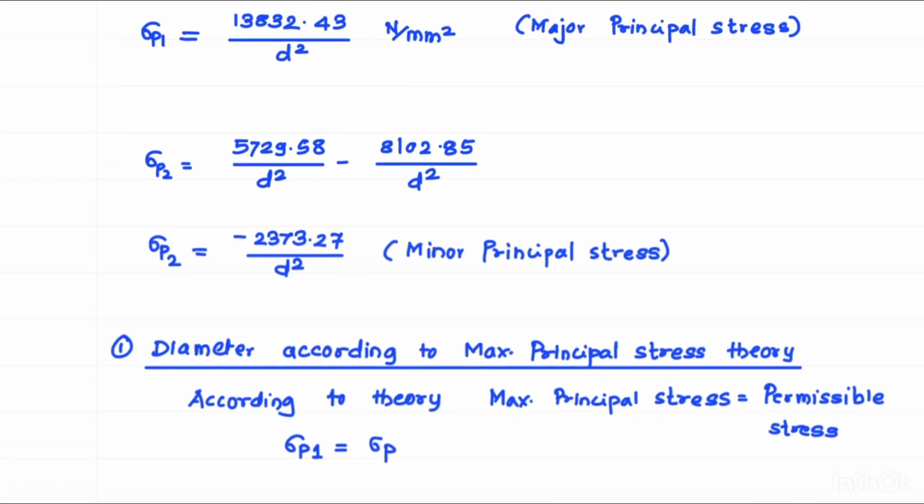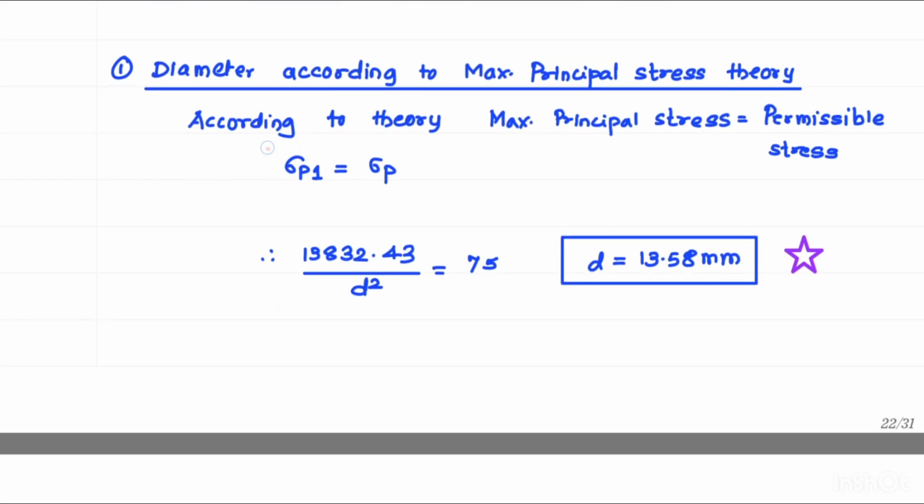So maximum principal stress should not be greater than, or it should be equal to, the permissible stress. Now if I equate these together and solve for d, I will get d equals 13.58 millimeter. Now this is based on the maximum principal stress theory.